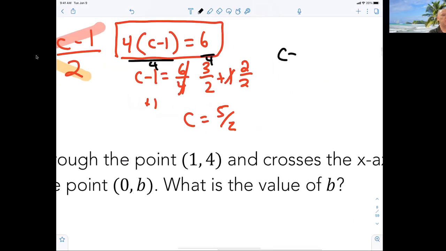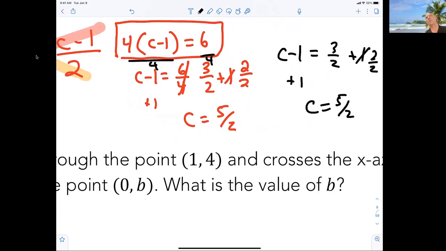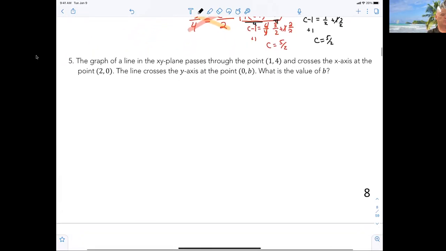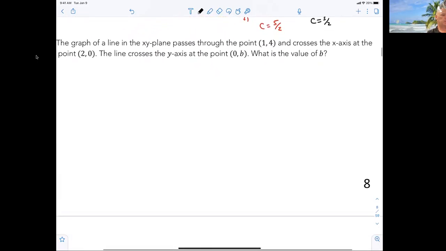So now I'm at C minus 1 equals 3 over 2. And then I just add 1. You good now? And 1, of course, is the same as 2 over 2. So C equals 5 over 2. Thank you very much. All right. Remember, it's up to you guys. If I'm not clear, just tell me. Everybody happy with that? All right. Let's try the next one. Give you a minute. See if you can think about it.